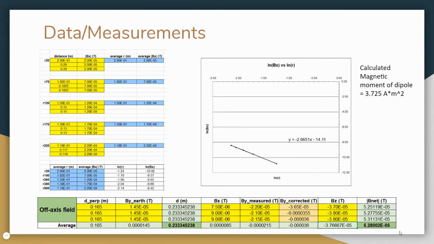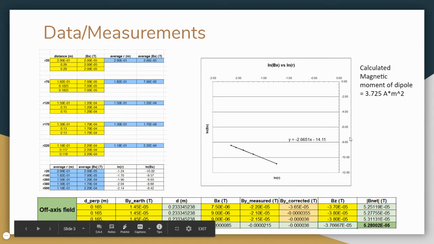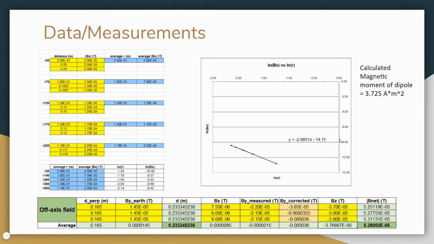Here are my data and measurements. We were provided an Excel spreadsheet and filled all the boxes out in yellow. Here is the equation that we used to find the magnetic moment of a dipole. And this is equal to the ln of Bx. To find the magnetic moment of a dipole, we rearrange the Biot-Savart equation and put this to the power of e to get this number.